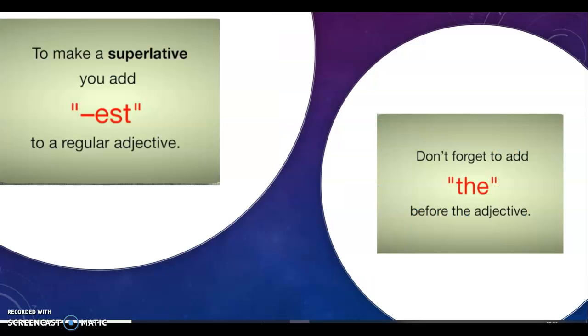To make a superlative, you add est to a regular adjective. But don't forget to add the article the before the adjective.